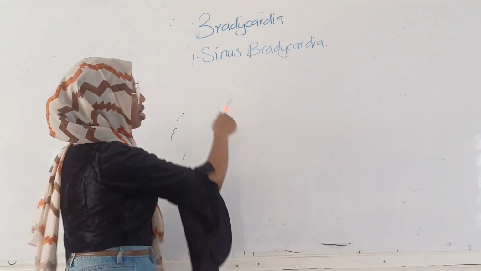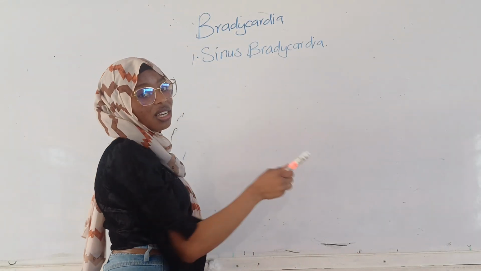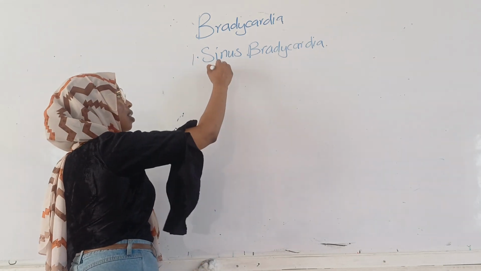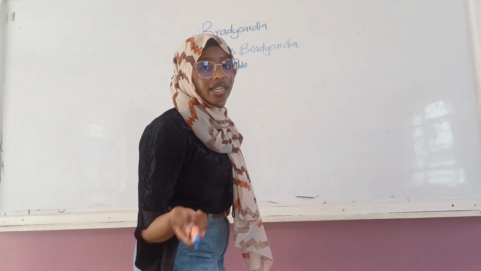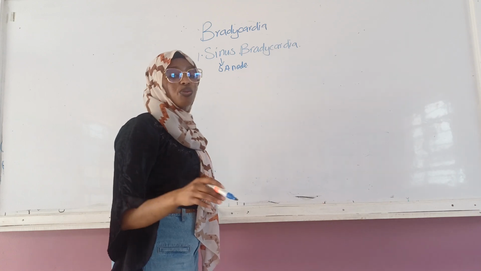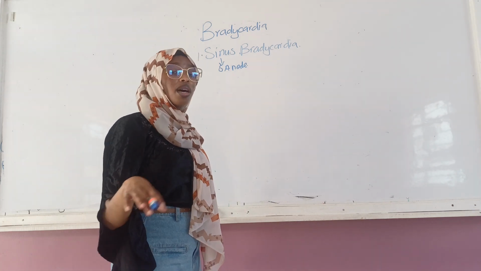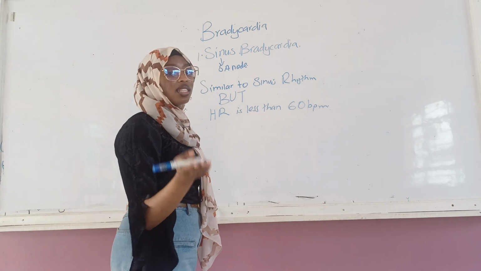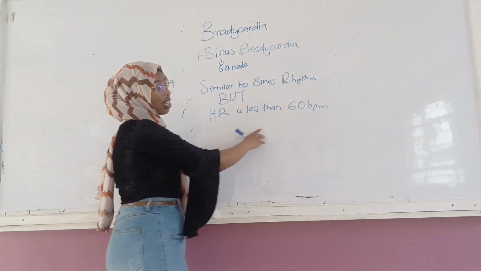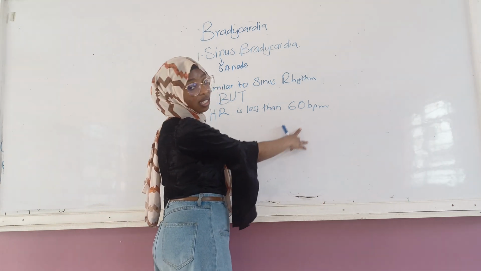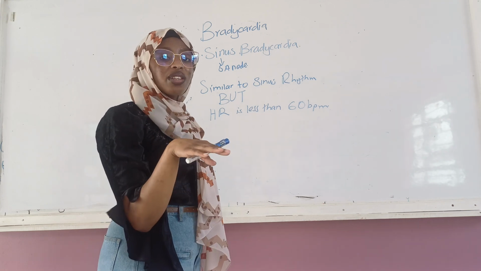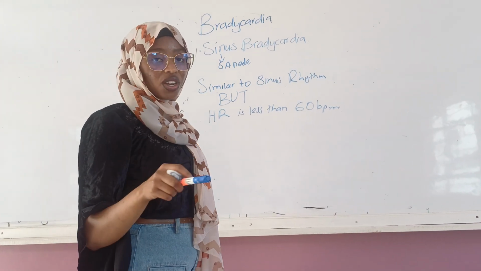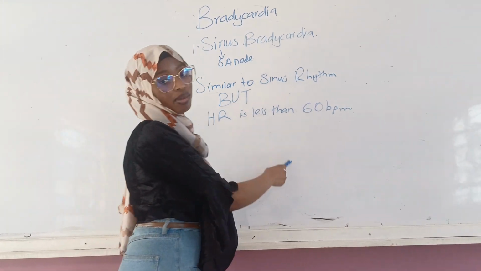Remember, when you see the word sinus, just know that the rhythm originates from an SA node. To identify a sinus bradycardia, the rhythm on the strip is going to look like a sinus rhythm, but the only difference is that when you calculate the heart rate with the methods that I showed you earlier, you're going to find that it's less than 60 beats per minute. It's the only thing that will help you identify if this is a sinus bradycardia. Both the atrial heart rate and the ventricular heart rate are going to be less than 60 beats per minute.